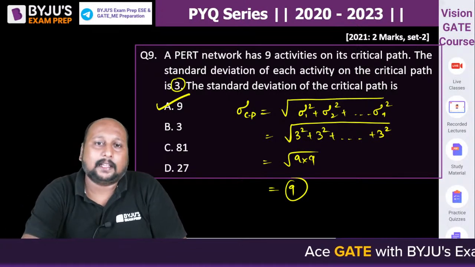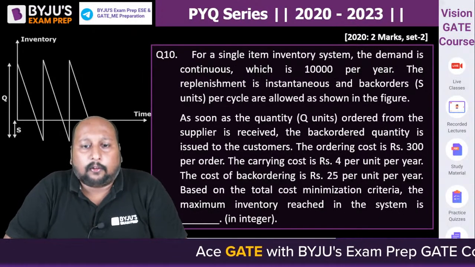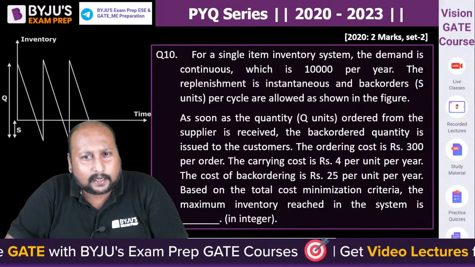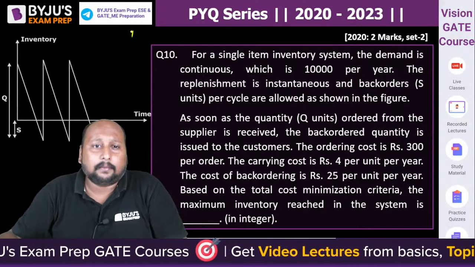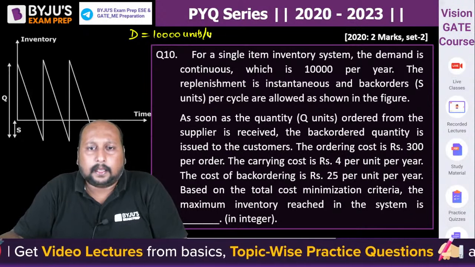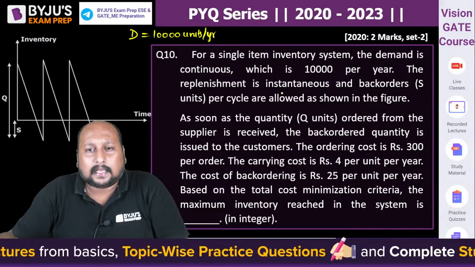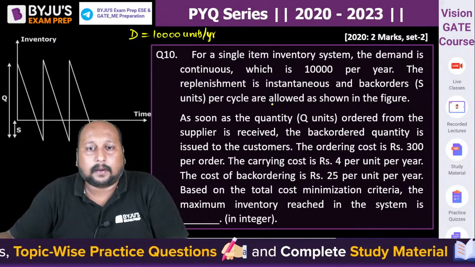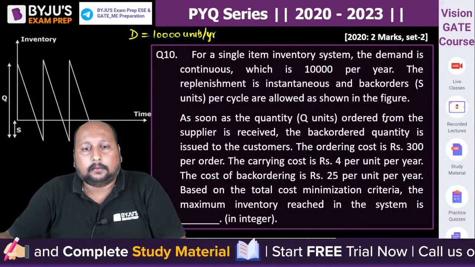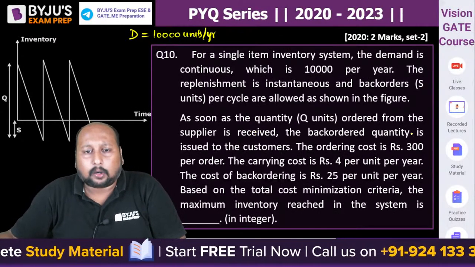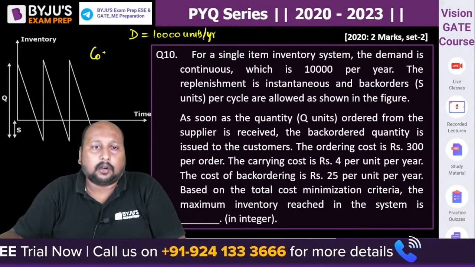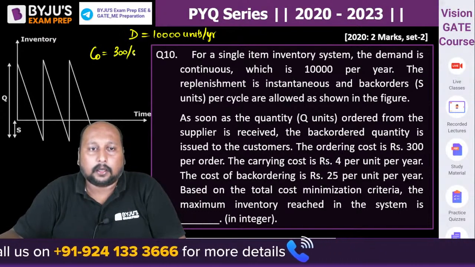Let's move to the next question, question number 10 on the screen. For a single item inventory system, the demand is continuous, at 10,000 per year. This is the annual demand being given, 10,000 units per year. The replacement is instantaneous and back order S per cycle is allowed as shown in the figure. As soon as the quantity Q ordered from the supplier is received, the back order quantity is issued to the customers.